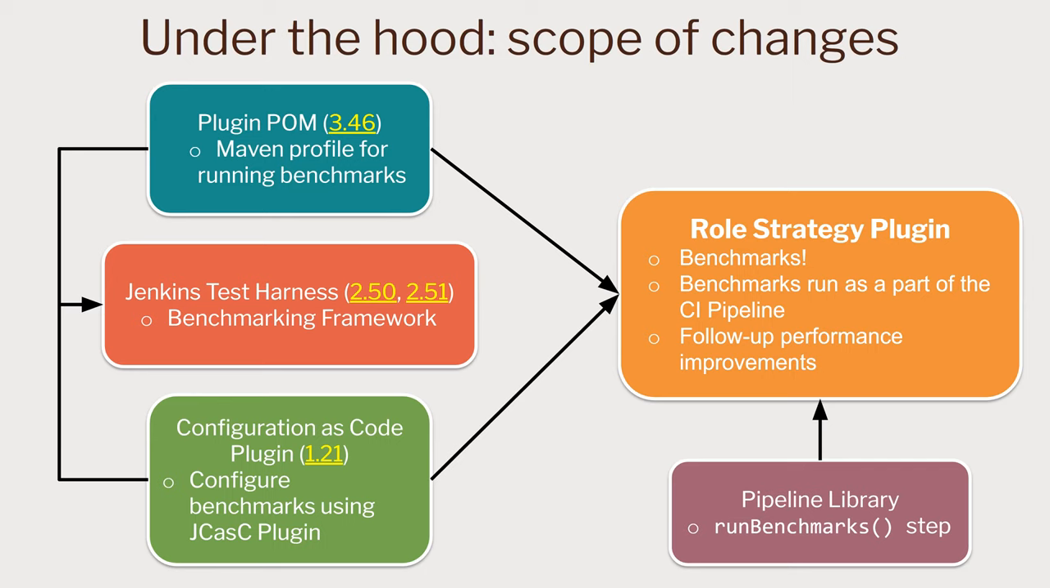So we have benchmarks there, and these benchmarks run as a part of the continuous integration pipeline. And there were performance improvements to the Role Strategy plugin, and this framework was really useful there. The reports were generated using the run benchmarks step in the Jenkins pipeline library.